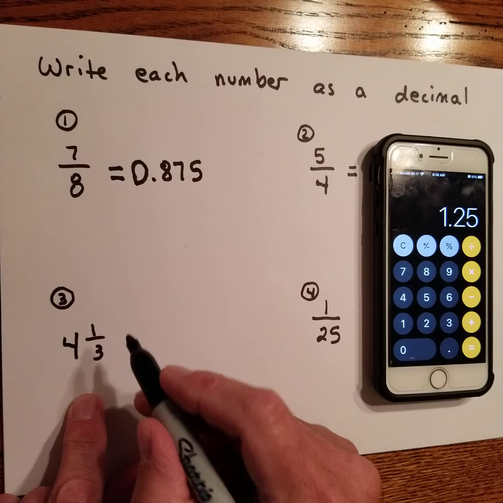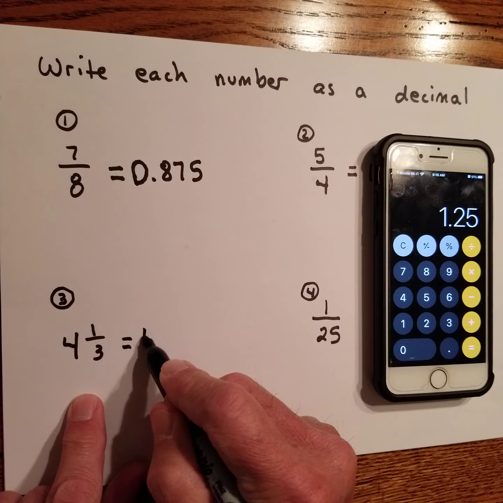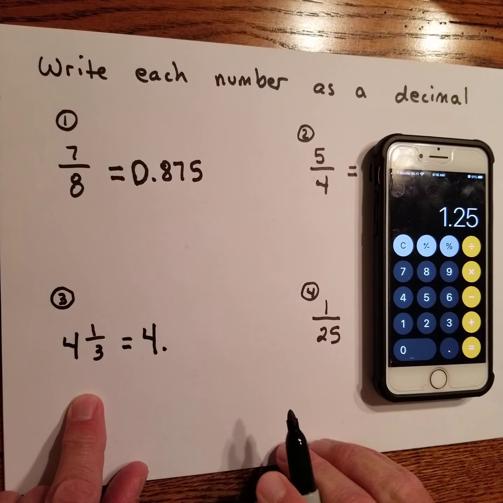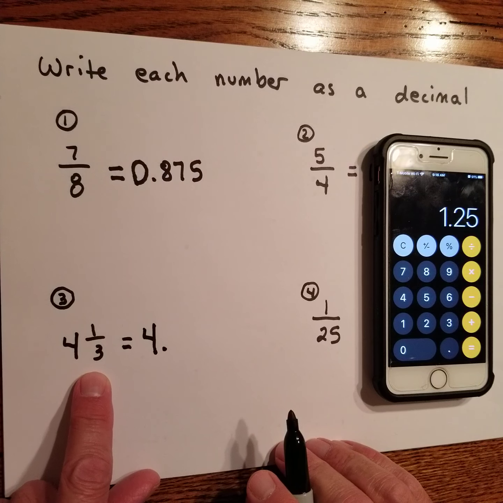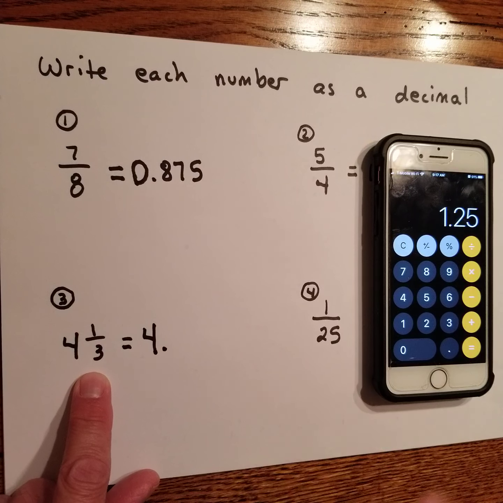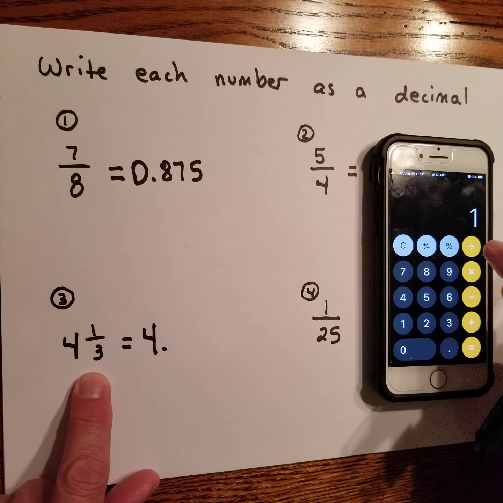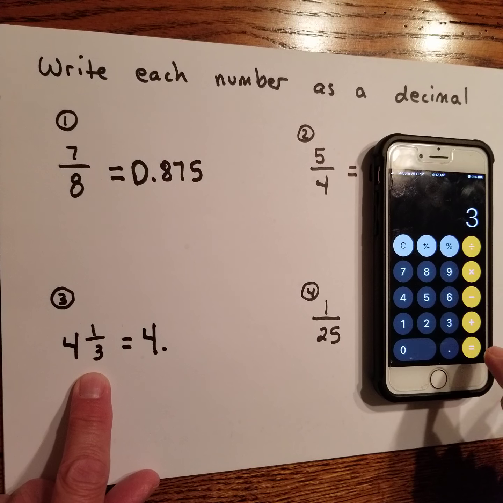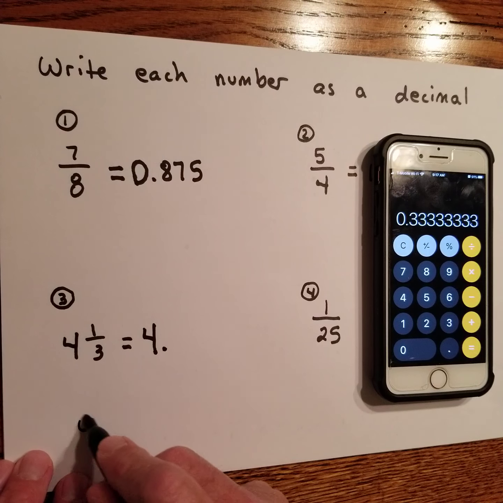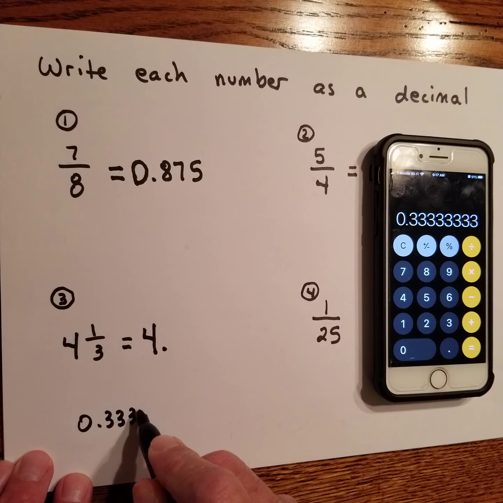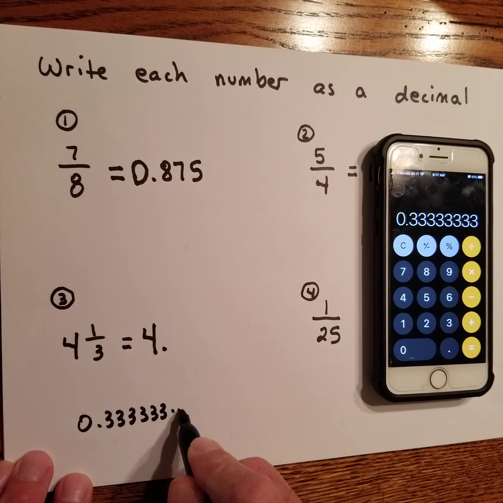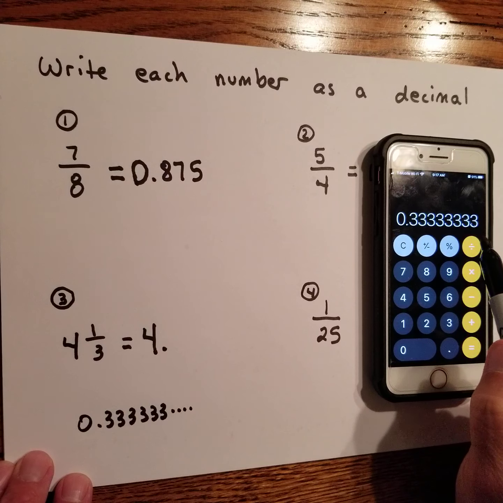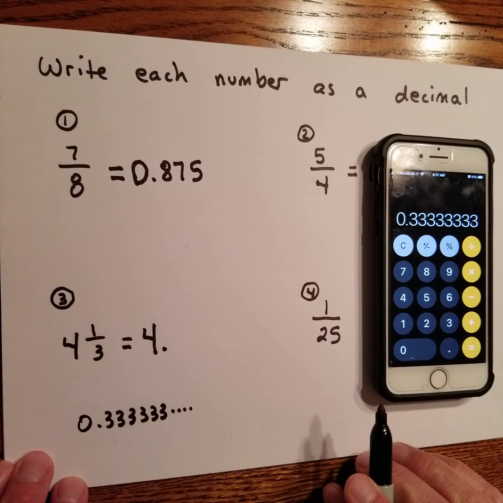Number 3 is a mixed number. Copy the 4, put the decimal point next to it, and then change 1/3 into a decimal. We'll go 1 divided by 3. But when I type in 1 divided by 3, my calculator gives me 0.333 repeating. It stops at this 3 on the calculator, but only because that's as far as the screen goes. These 3's really go on forever.